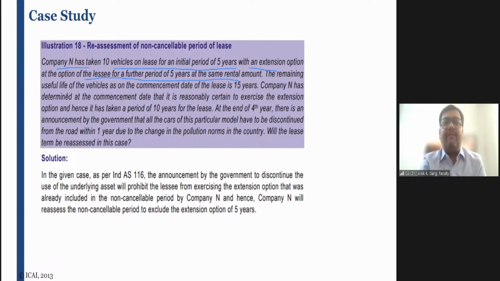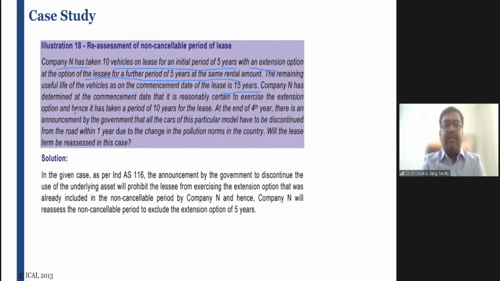The remaining useful life of the vehicle as on commencement date of the lease is 15 years. So when the lessee has taken these vehicles on a lease basis, the life of the vehicle was 15 years. But they have taken these vehicles on a lease for 5 years with a further renewal period of 5 years. Okay.